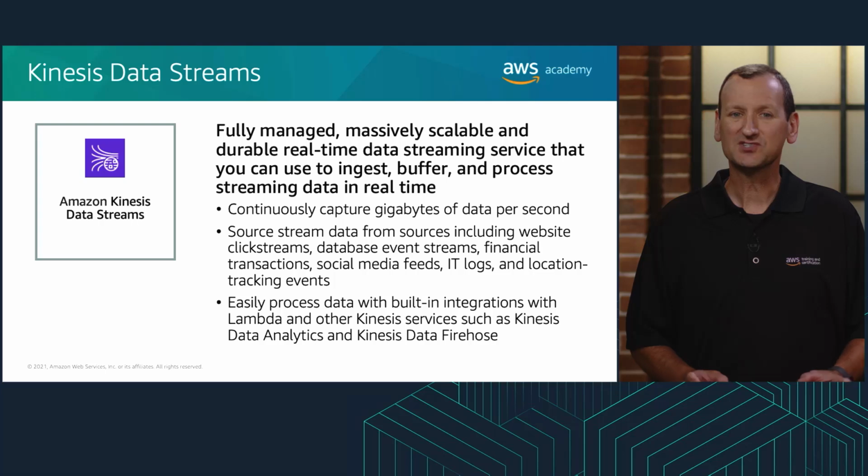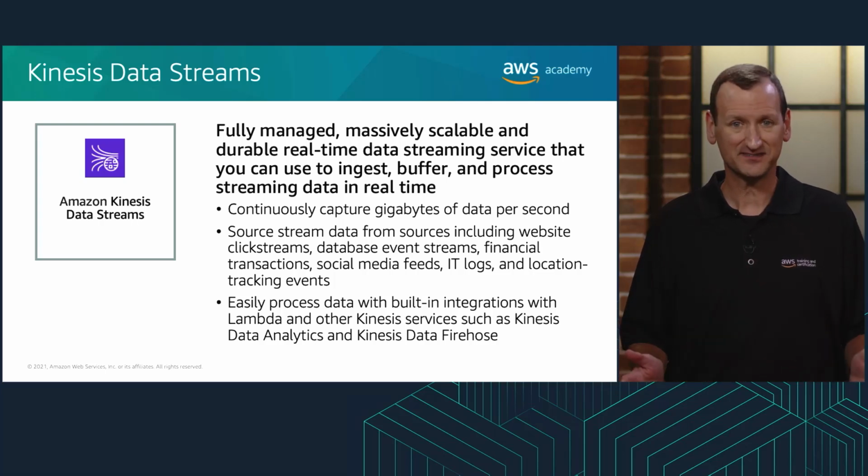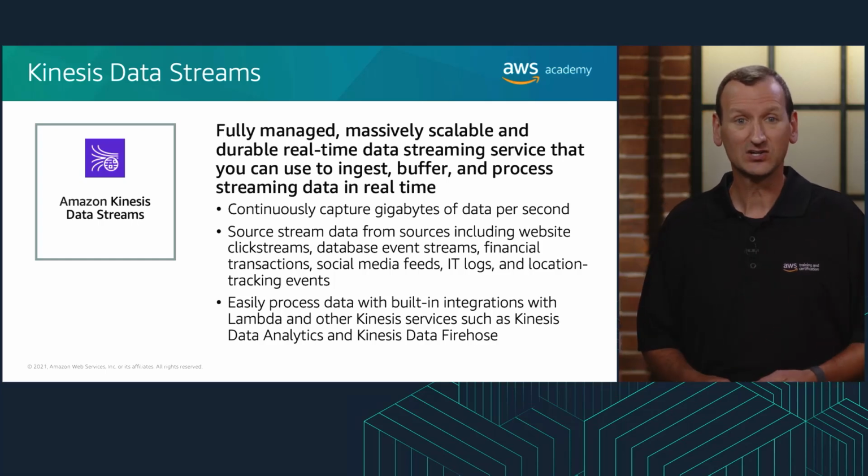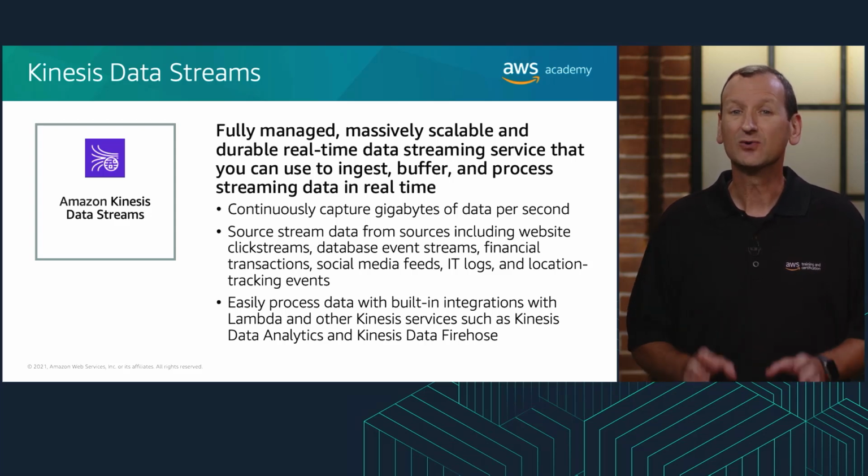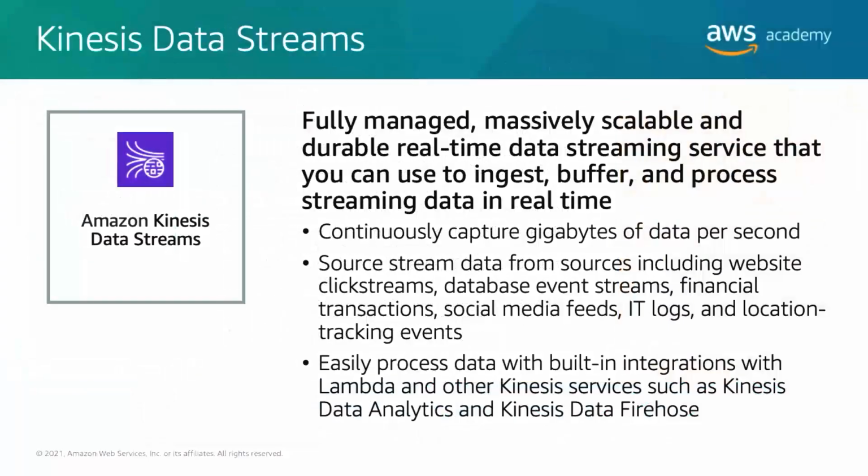Amazon Kinesis Data Streams is a fully managed, massively scalable, and durable real-time data streaming service that you can use to ingest, buffer, and process streaming data in real time. Kinesis data streams can continuously capture gigabytes of data per second from hundreds of thousands of sources, such as website click streams, database event streams, financial transactions, social media feeds, IT logs, and location tracking events. The data collected is available in milliseconds to enable real-time analytics use cases.